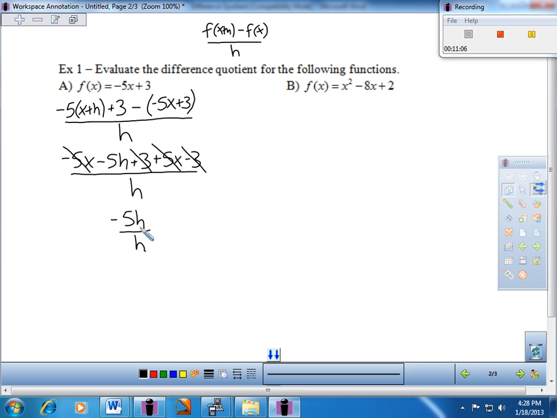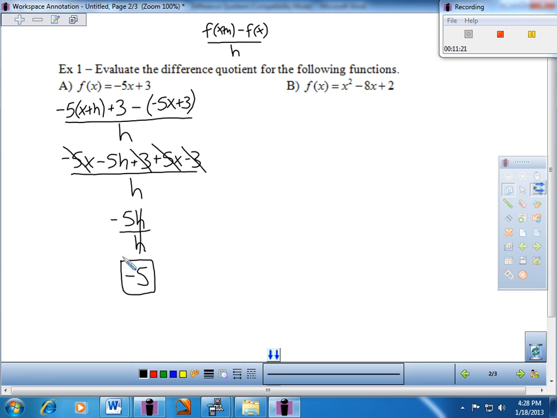And if you notice, you can go even further here. The h is a common factor to the numerator and denominator. Again, because separated by multiplication, it can go. And so as a result, that is the difference quotient for this particular function.